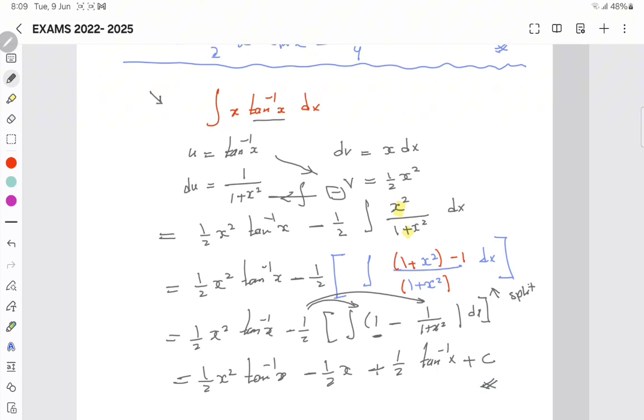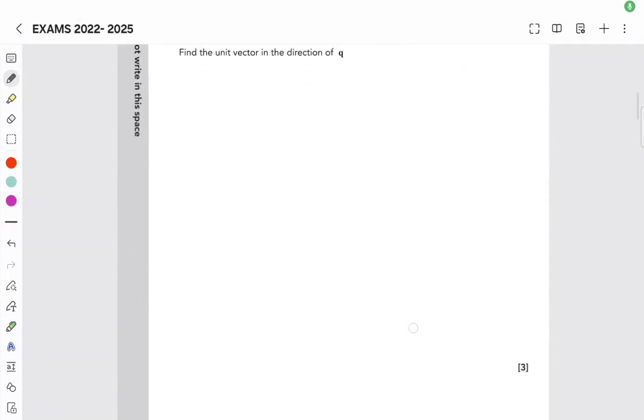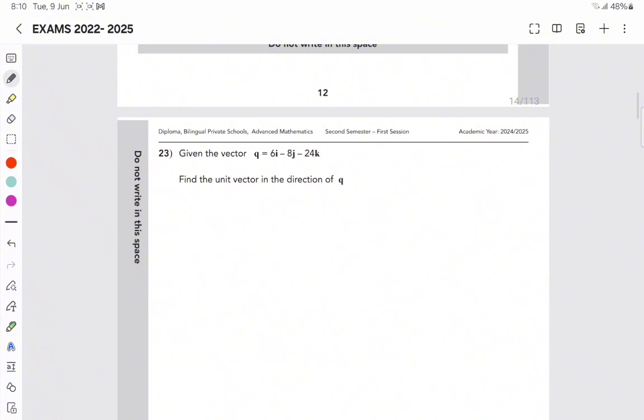It's a very good question. It looks like ln, and it's tricky. So if you got x times tan inverse, we choose u in parts as tan inverse, because I have a rule to differentiate tan inverse, but we didn't have a rule to integrate tan inverse. Next question.